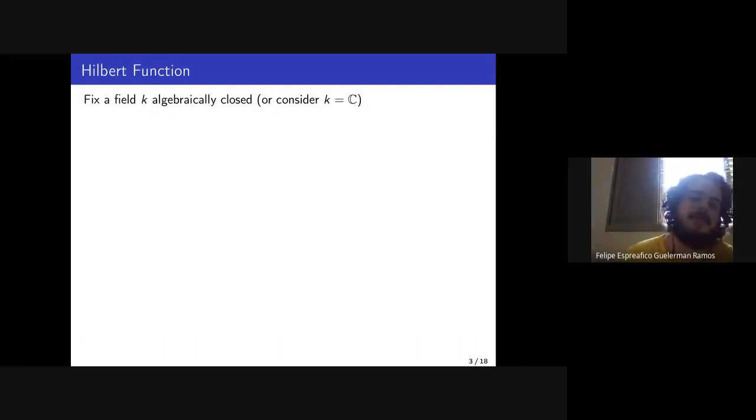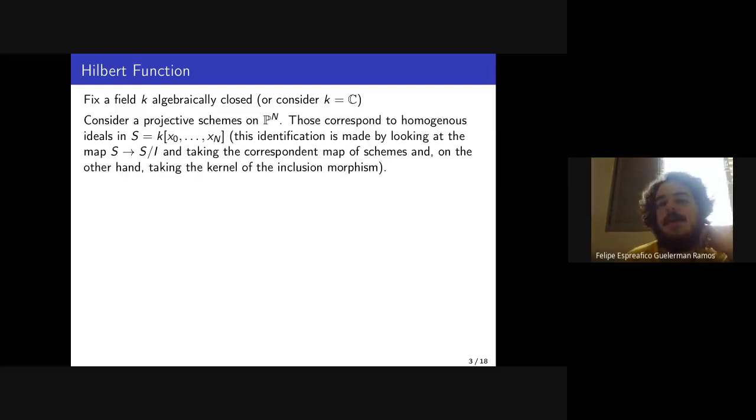Okay, so first we have to define what is the Hilbert function. So we have an algebraically closed field. Of course, we could consider K equals C. That will be the main example we are going to deal with here. And then we could consider projective schemes in Pn over this field. And of course, all projective schemes correspond to homogeneous ideals in S, which is the space of polynomials.